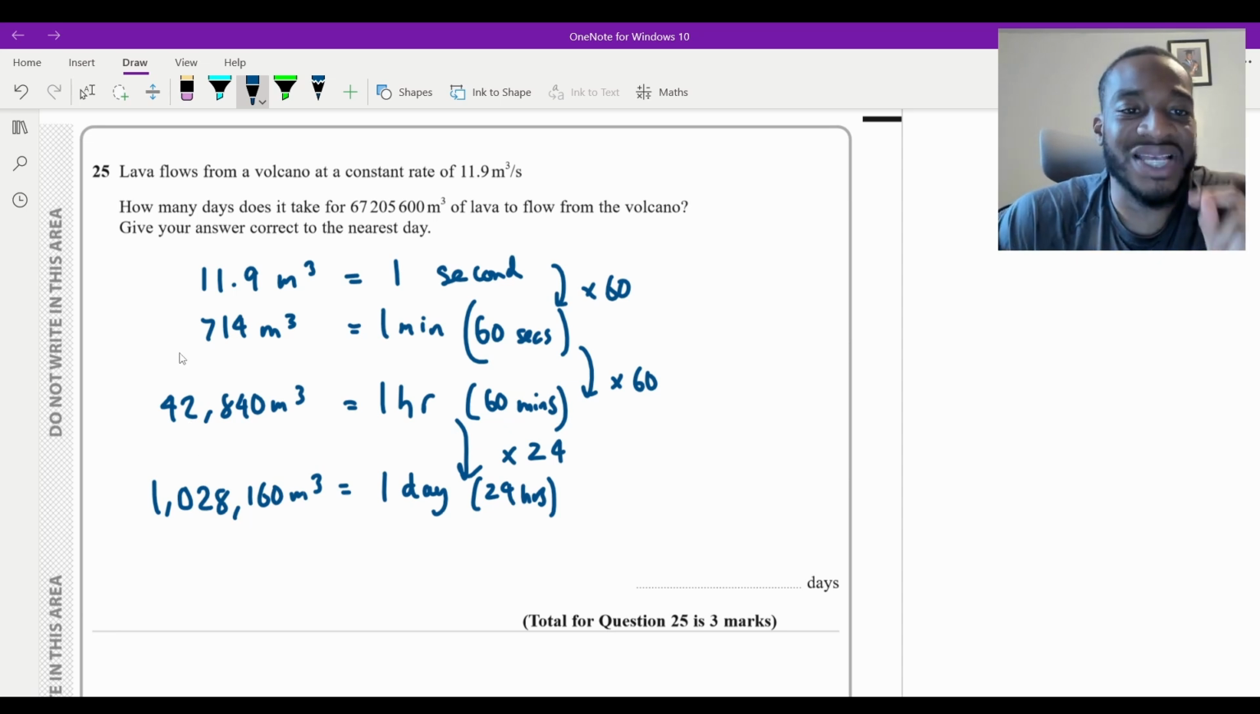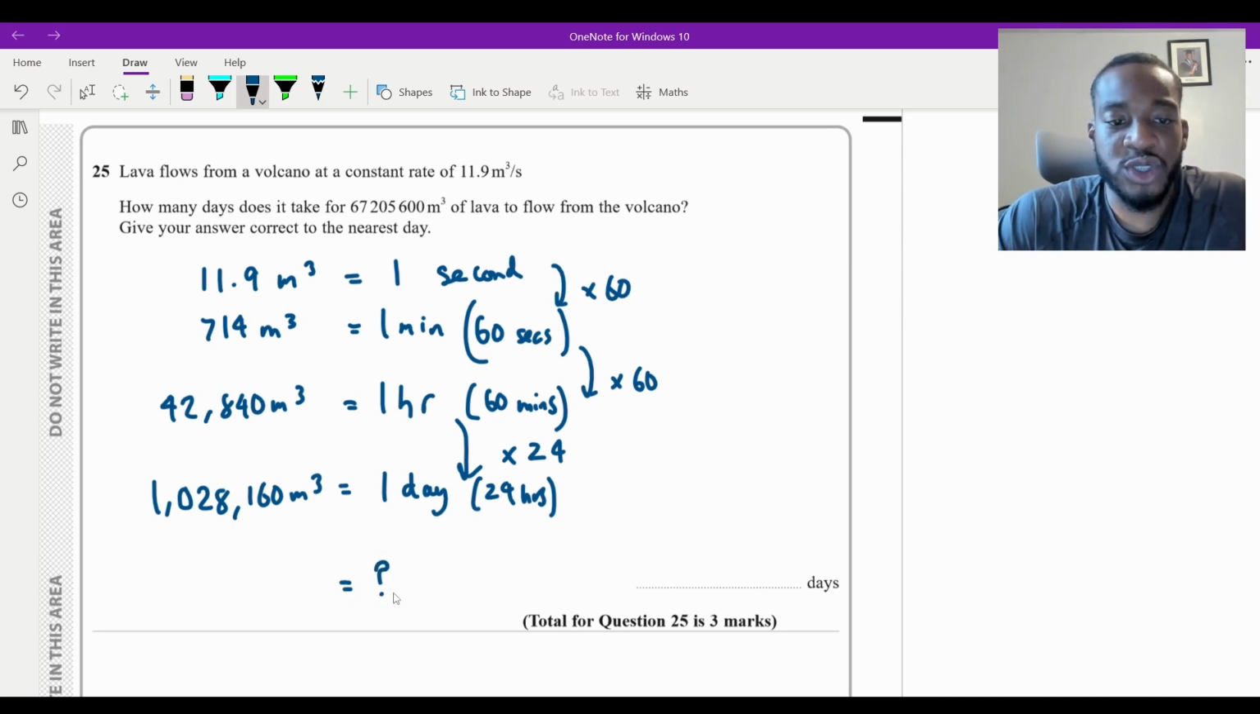Now we need to figure out how many days it takes for that amount, which is 67,205,600 meters. So I'm just going to write this here. I'm going to write question mark days like that. And then I know how much we need to get to, which is that there. So all you want to do is just say, well, how many of this number here goes into that number? And all you're going to do is just divide, isn't it?